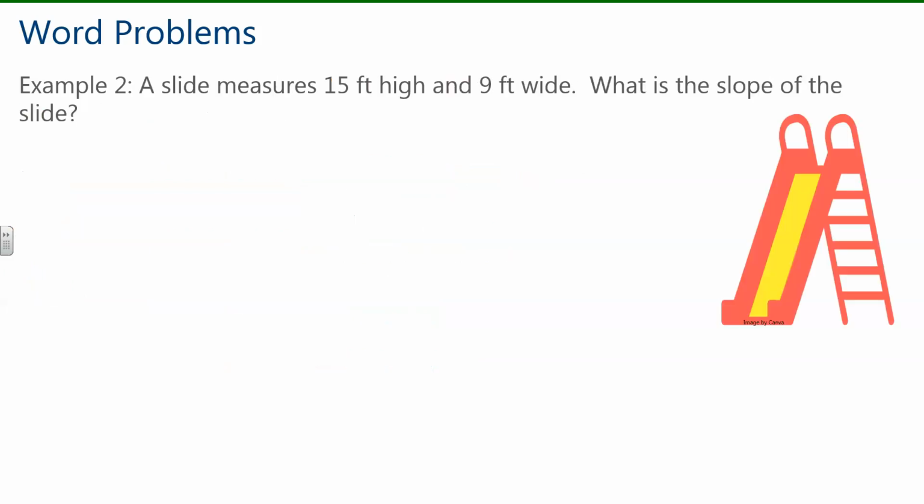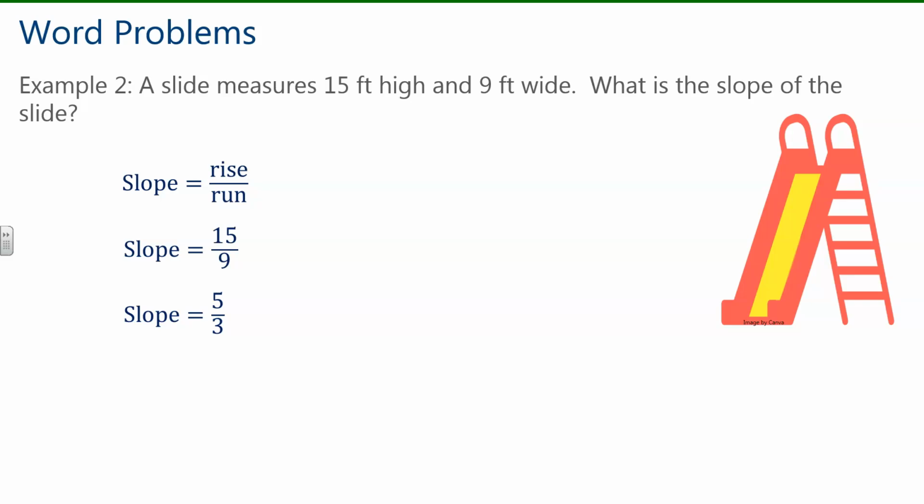So being able to interpret and determine slope is going to be helpful when we need to represent a situation with a linear equation. So let's have a look at example 2. A slide measures 15 feet high and 9 feet wide. What is the slope of the slide? So slope is rise over run. Now since we're told that the slide is 15 feet high, that would be the rise, and it's 9 feet wide, that would be the run. And we can simplify that to be 5 over 3.